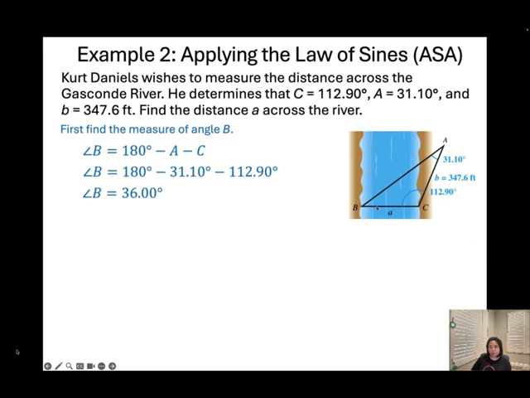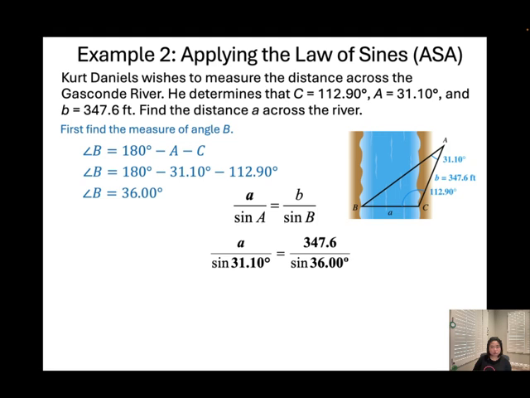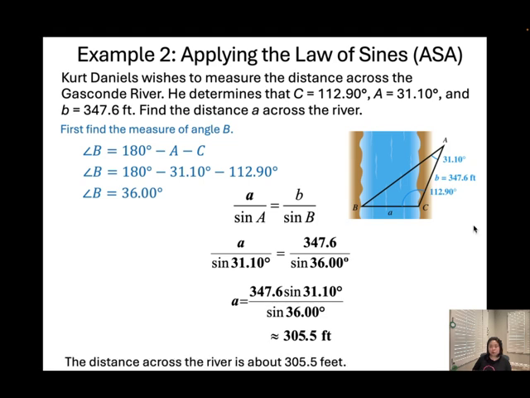Okay, you know angle B and the side b. And you know the angle A. And we are looking for the side a here. Okay, use the law of sines. Plug it in. Use your calculator. You should get 305.5 feet. So answer the question. This is the word problem. The distance across the river is about 305.5 feet.